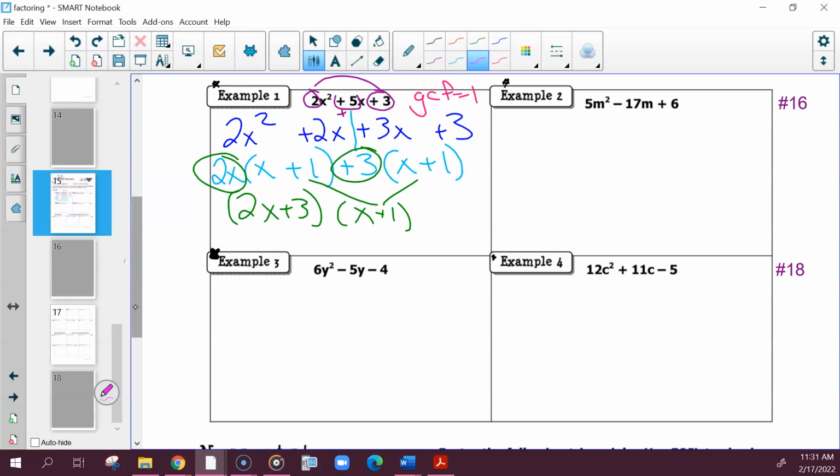So I could multiply 2x and 1. 2x times x would give me 2x squared. 2x times 1 would give me positive 2x. 3 times x and 1 would be 3x plus 3. And if I combine all of your like terms, which is just the middle 2, we have 2x squared plus 5x plus 3, which is the original, so that works.